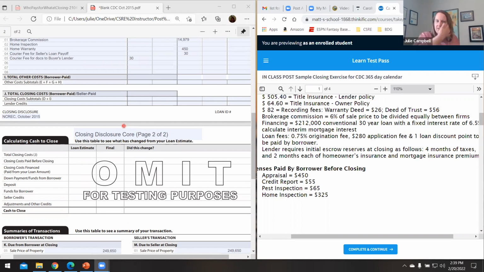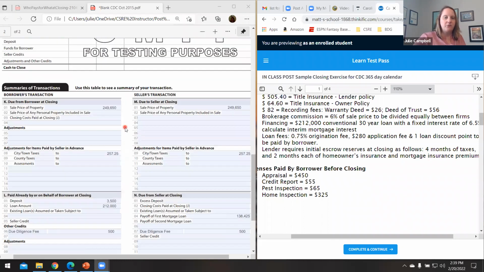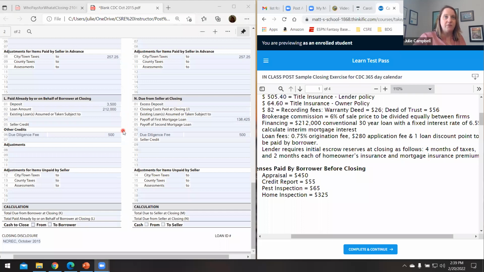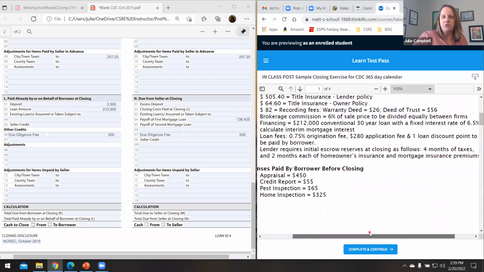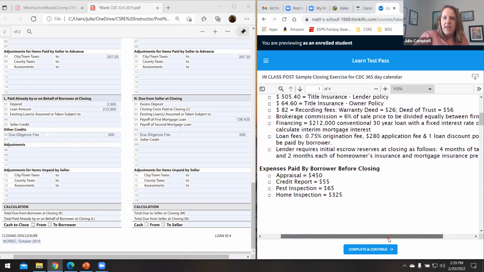All right, so we said the $212,000 was a credit to the buyer on the day of settlement for their loan amount. So they're getting $212,000 on their behalf. So we put that under L2. Continuing on with our finance, 30-year loan with a fixed rate of 6.5%. We'll come back to that interest rate. We'll need that right now. Interest rate is 6.5%. Calculate interim interest.